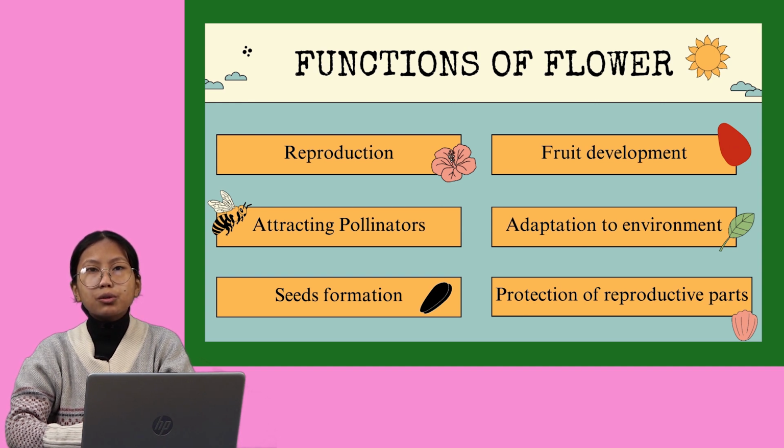Next, adaptation to the environment. Flower is a modified leaf, so it is one of the adaptations to the environment. Next, protection of reproductive part. As we all know, vegetative parts, that is petals and sepals, function together to protect the reproductive part of the flower.